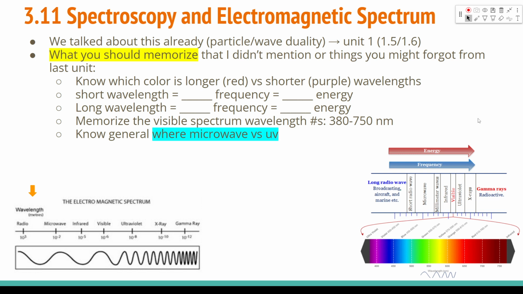You should know where microwave waves are at versus where ultraviolet rays are. And so you could see that here, ultraviolet is this way versus microwave is this way. So microwaves are long versus ultraviolet is short.